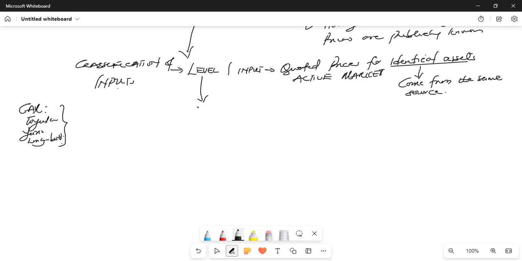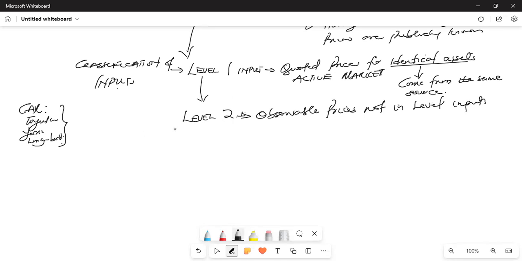So the next one is level 2 input. In level 2, we are going to use what we don't have in level 1. So in level 2, we use observable prices that are not in level 1 input.